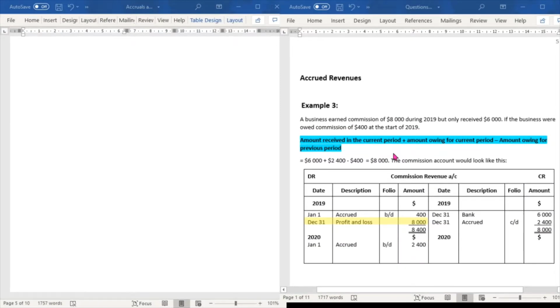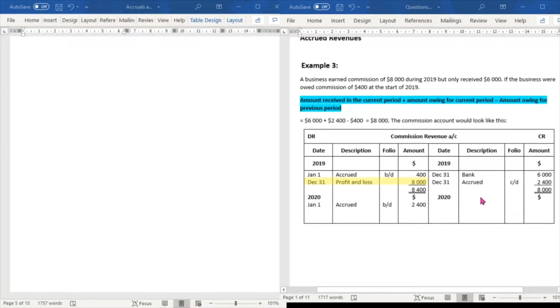This time we look at an example having to do with accrued revenues. A business earned commission of $8,000 during 2019, but only received $6,000. If the business were owed commission of $400 at the start of 2019, what would the commission revenue account look like?